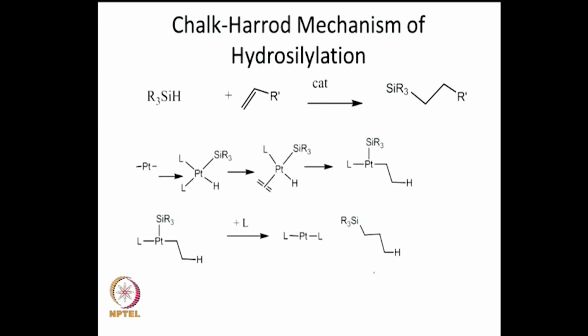Now, the Chalk-Harrod mechanism for hydrosilylation suggests that it is in fact the hydrogen which is added first, and this is the more popular of the mechanisms used in the literature to explain the way in which the stereochemistry goes. And you have the addition of H and SiR3. The only difference between these two mechanisms is that the hydrogen is added on first, the hydrogen migration happens first to the olefin, and that leads to an alkyl species which reductively eliminates the silane.